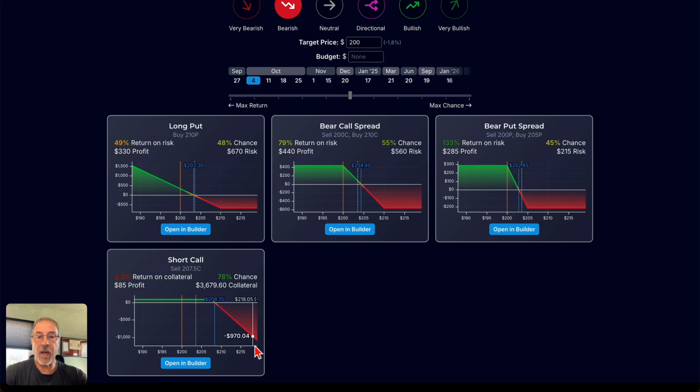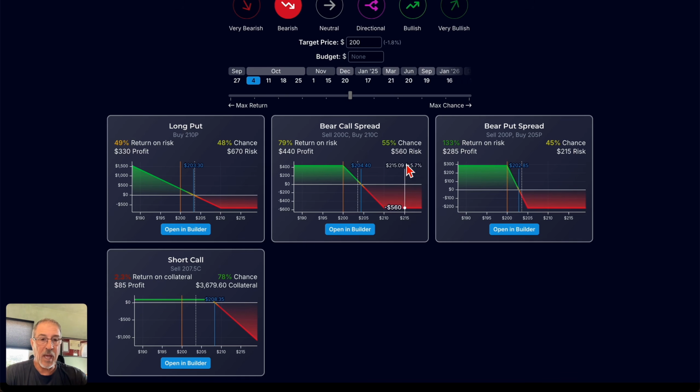I don't want that, particularly if I'm a newer trader, which I'm not, but those that are should always do defined risk trades. A defined risk trade is something where maybe you're selling one strike and buying a different strike. In this case, in the bear call spread, selling a 200 call and buying a 210 call. This gives me a chance of $440 in profit for a risk of $560.